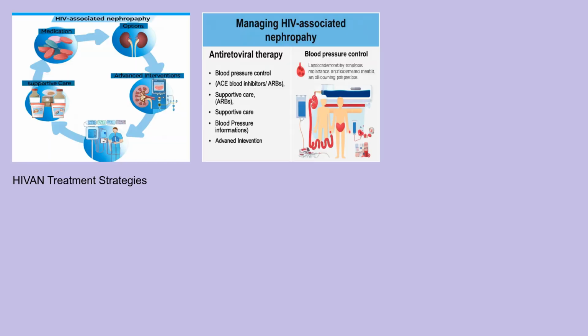The cornerstone of HIVAN treatment is effective antiretroviral therapy, or ART. Suppressing HIV replication allows kidney cells to recover. In addition to ART, ACE inhibitors or ARBs, which are blood pressure medications, are used to reduce proteinuria and protect kidney function. In severe cases, dialysis or kidney transplantation may be necessary to sustain life. Management also includes controlling blood pressure, cholesterol levels, and managing other associated complications.